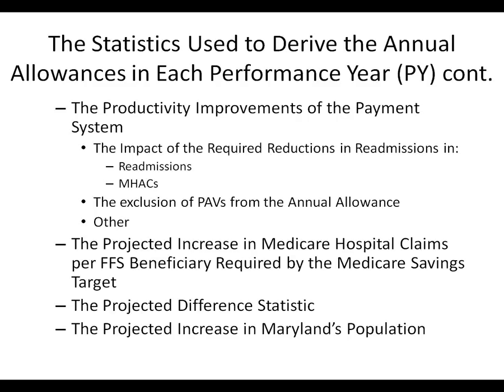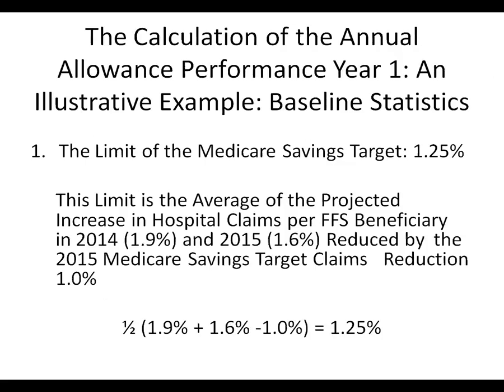So now I want to illustrate this calculation of the volume allowance using these statistics, and in order to do that, I've got to make some estimates. The first estimate I'm going to make is one that derives from the current hospital claims per fee-for-service beneficiary projections of the CMS actuaries, and these may need to be updated. But the last projections I saw were 1.9% for 2014, 1.6% for 2015.